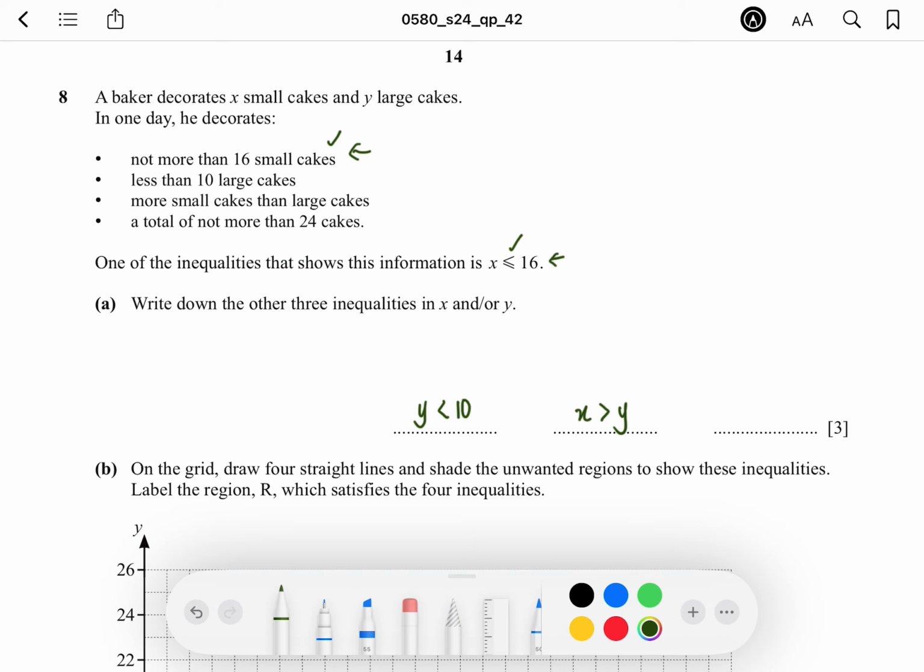A total of not more than 24 cakes. X plus Y less than 24. Less than equals to 24. Kenapa? Okay. Kalau kamu tanya kenapa, pasal ia cakap sini kalau yang not more than 16 yang pakai simbol atur. That's one of the things yang boleh lah, di mana soalan itu boleh menolong.